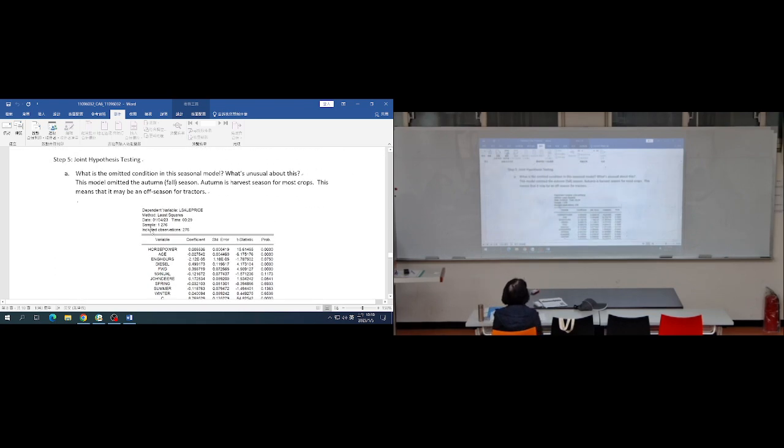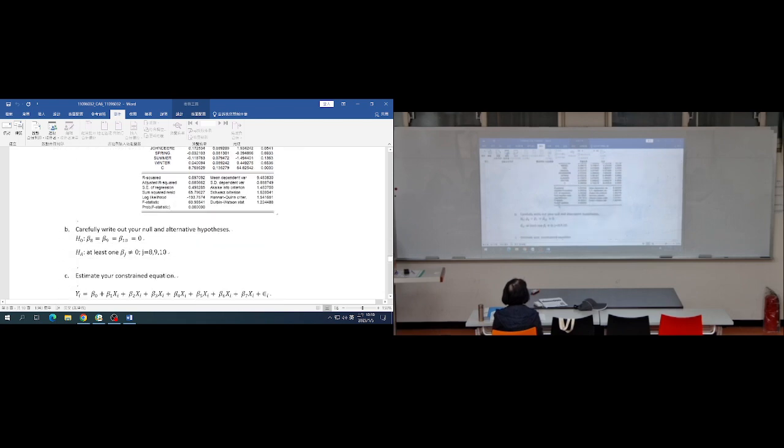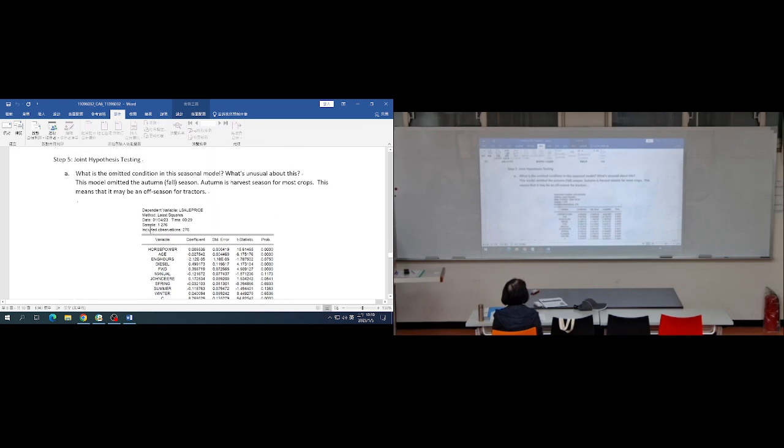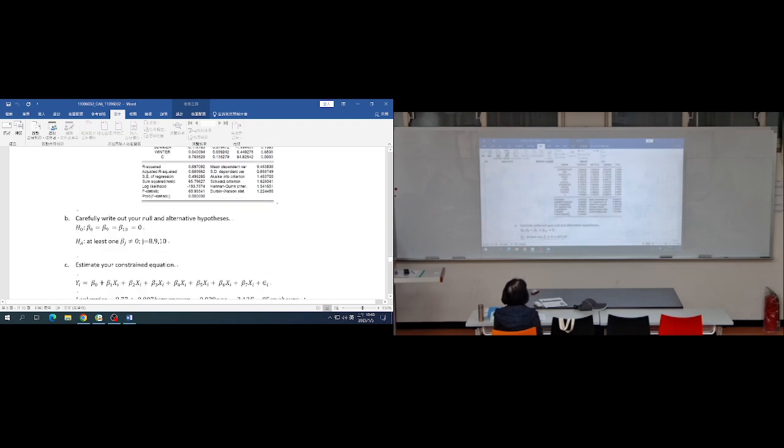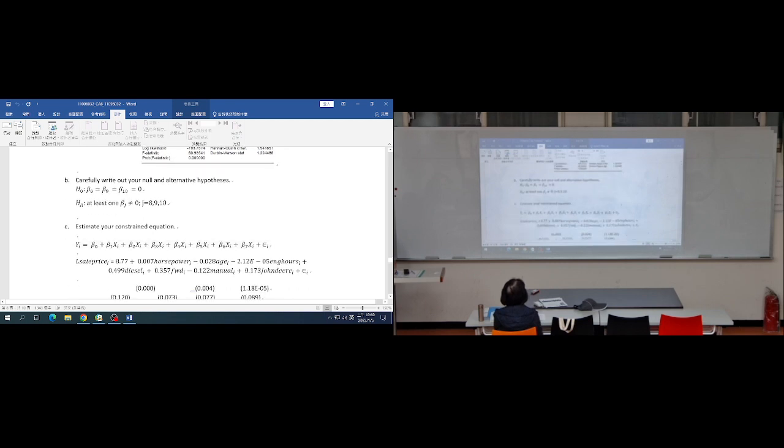Okay. For step 5, joint hypothesis, the omitted season is autumn or fall. As I have seen online, autumn is harvest season for most crops, so this means that it may be an off-season for tractors.